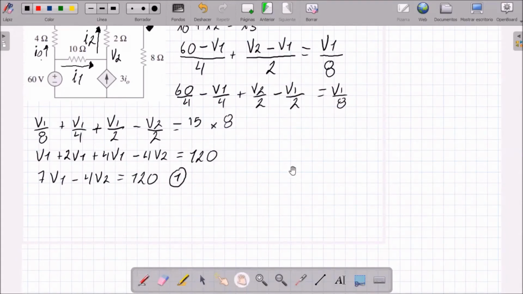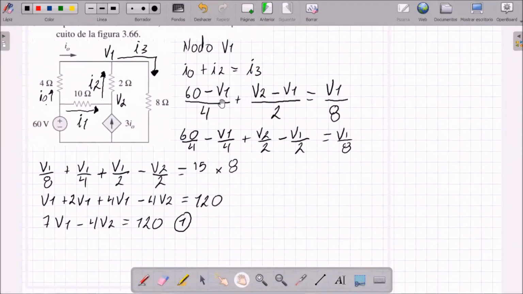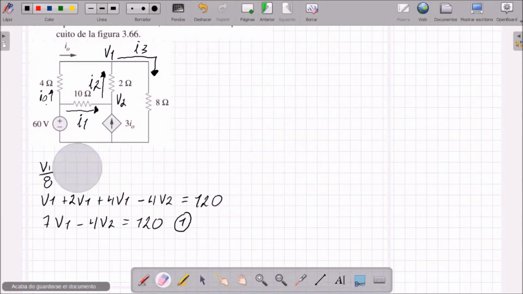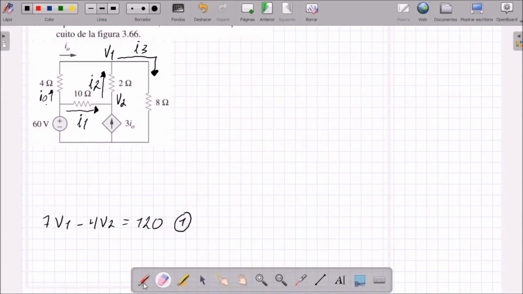Now, in node 2, since I already have all this, I'm going to delete it. If you have any questions, you can rewind the video. The equation is 1/4 B1 minus 4 B2 equals 120 to finish addressing this.